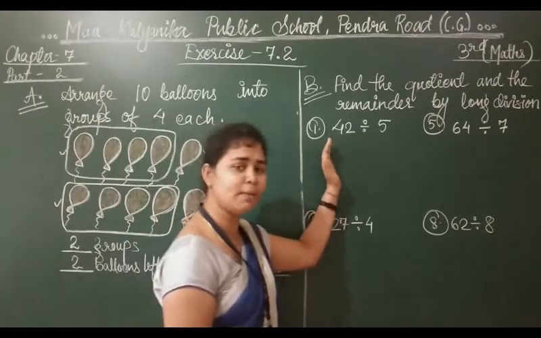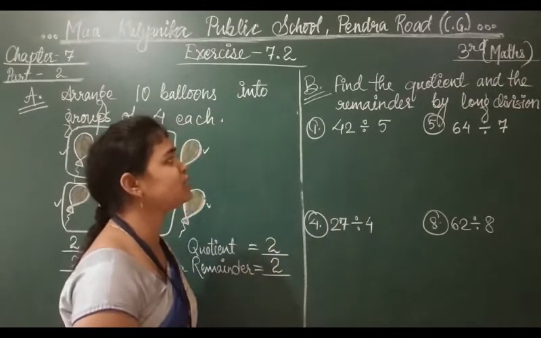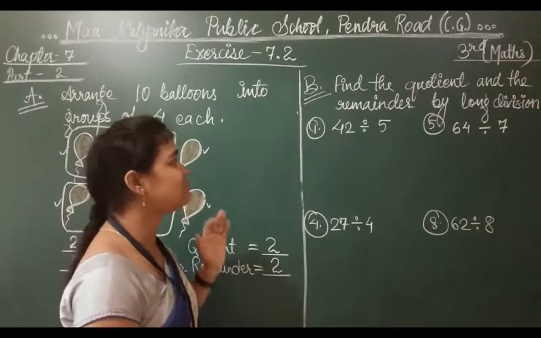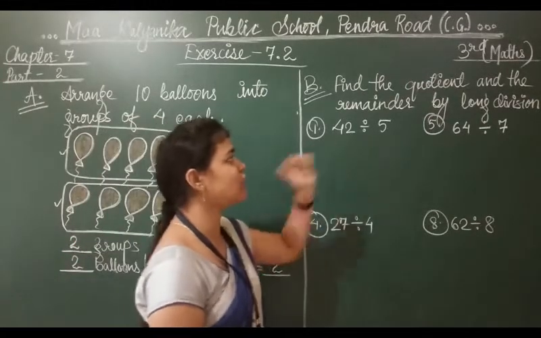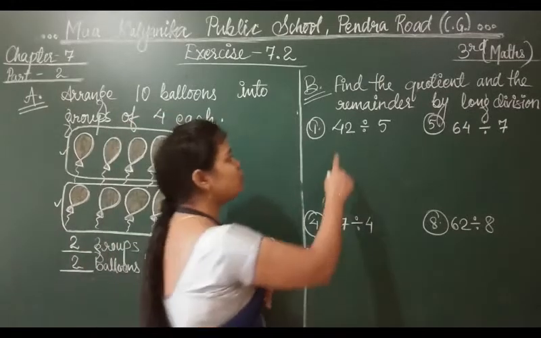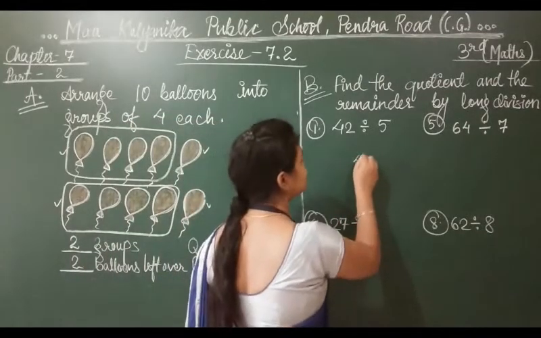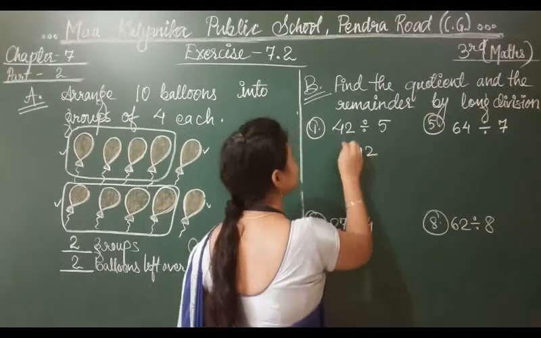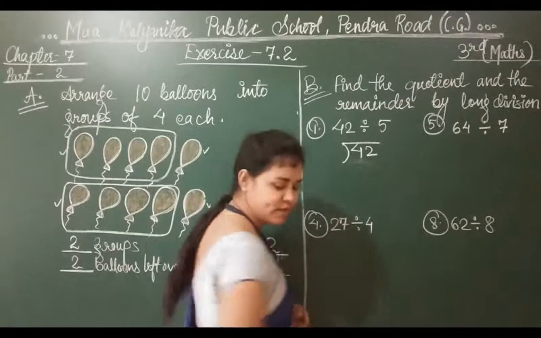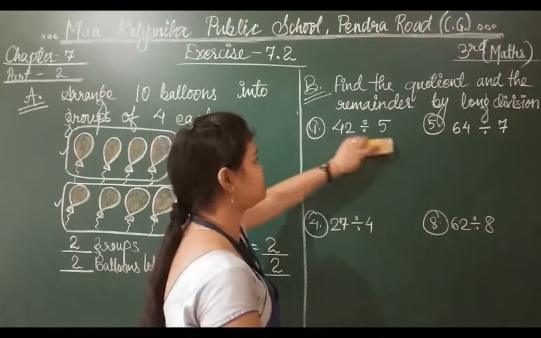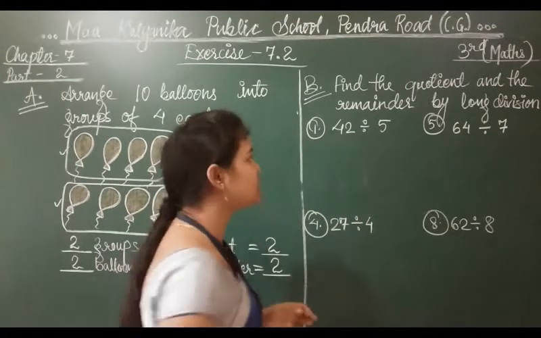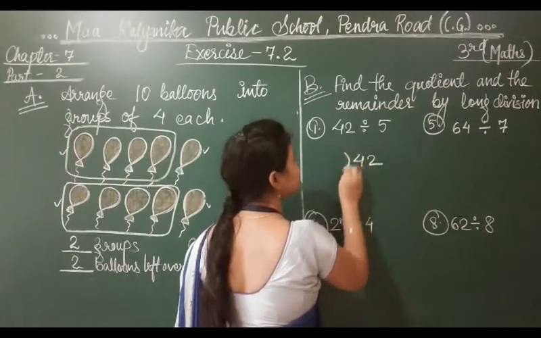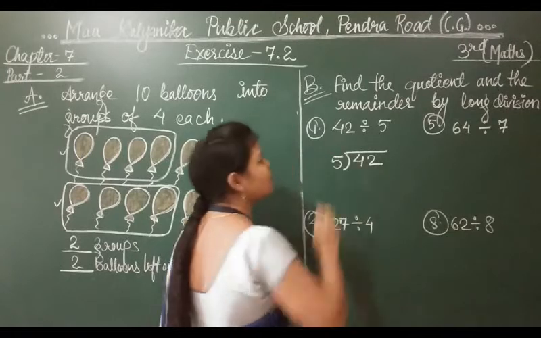So moving to question number B, students. Find the quotient and remainder by long division. We have solved this in exercise 7.1 also, but here we will solve it again by the long division process. 42 divided by 5. So simply we will write 42 divided by 5. We have to give some space, students. Where? Here, because we have to write the quotient also.